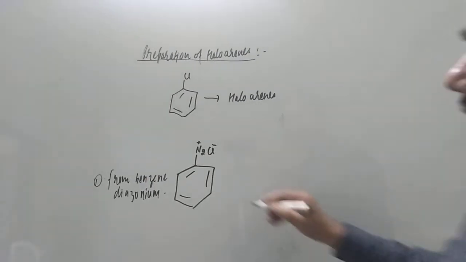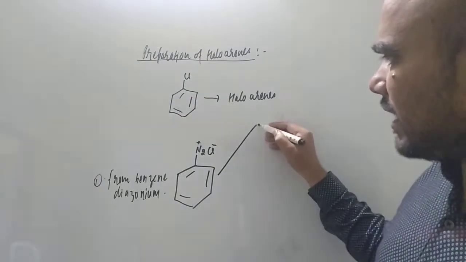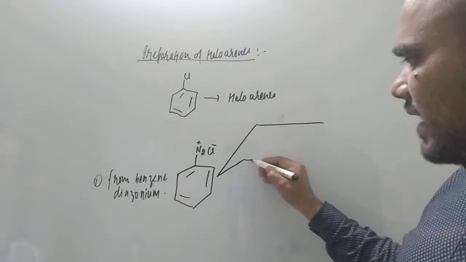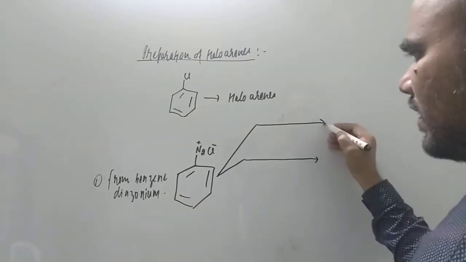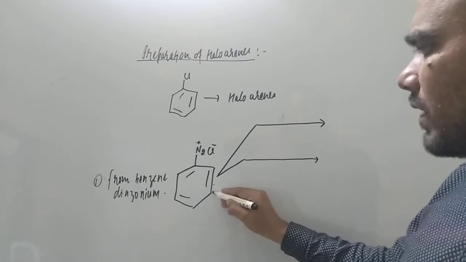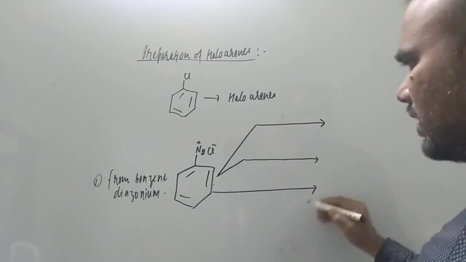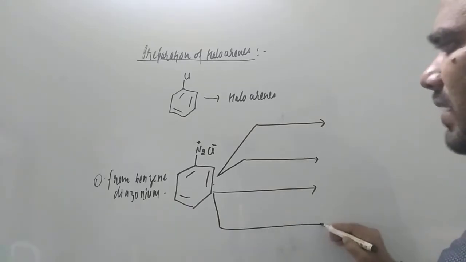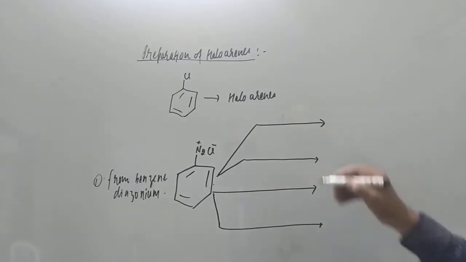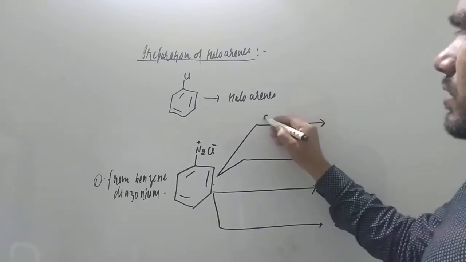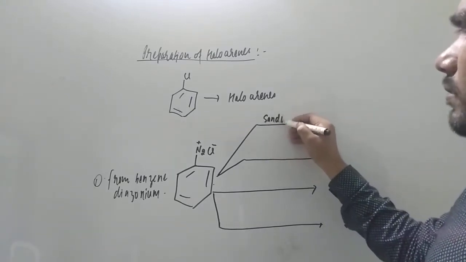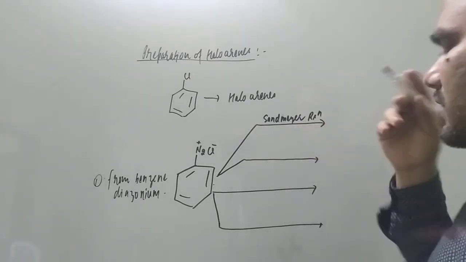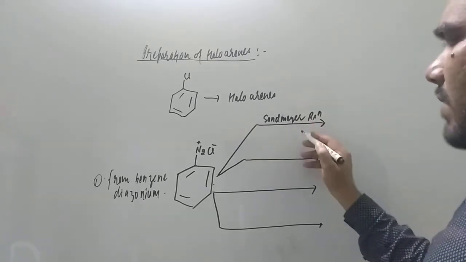Now, what are we going to do with this compound? Many reactions are possible, and benzene diazonium chloride is a very important reagent for the preparation of chemical compounds. So I am making four reactions from benzene diazonium chloride. The first reaction we are writing is the Sandmeyer reaction.